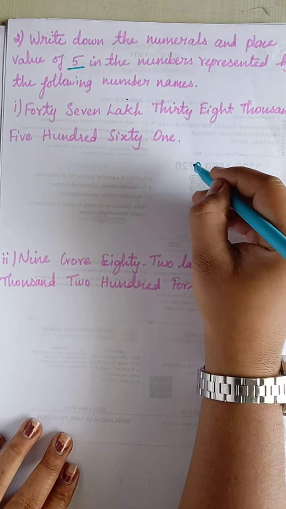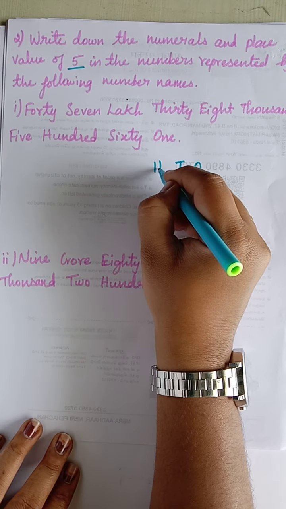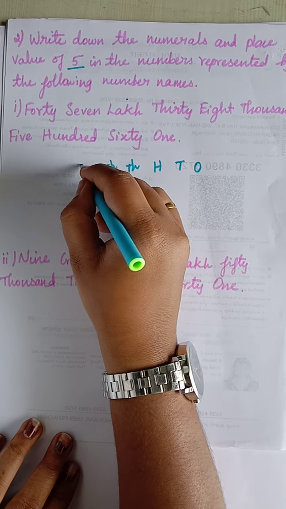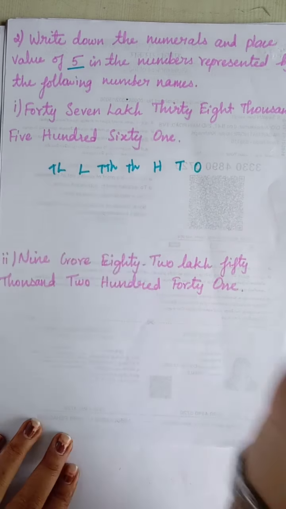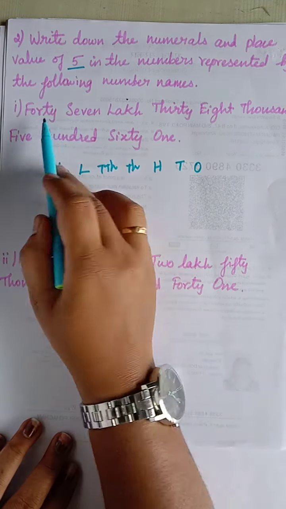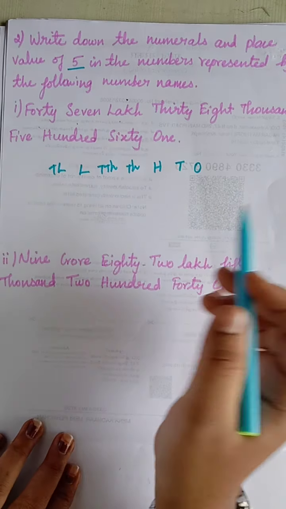So ones, tens, hundreds, thousand, 10,000, lakh, 10 lakh. Okay, we have drawn a place value chart. Then you have to read the question one by one. So, 47 lakh.